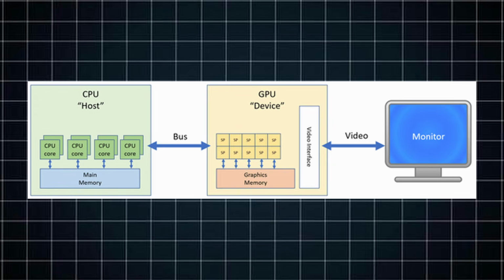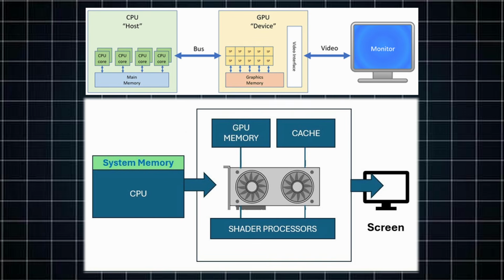The CPU system is called the host and the GPU system is called the device. The host and the device are separate platforms, so they have their own processors and their own memory spaces. The memory that belongs to the CPU system is called the host memory, and similarly the memory that belongs to the GPU system is called the device memory.